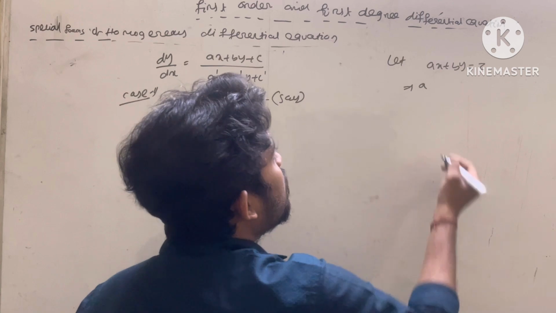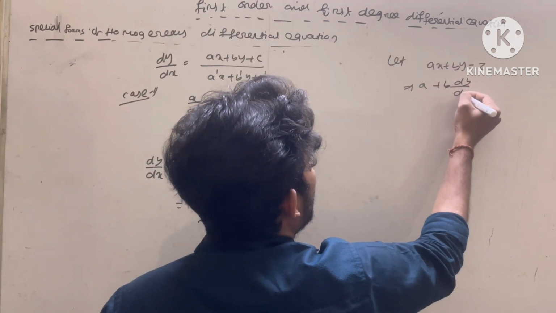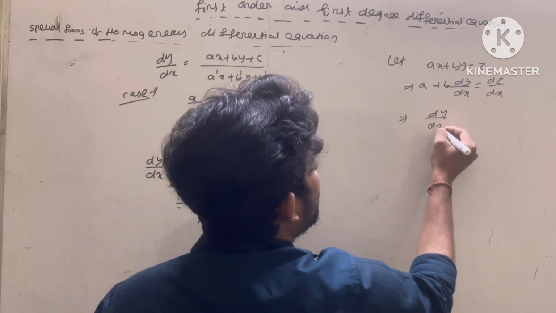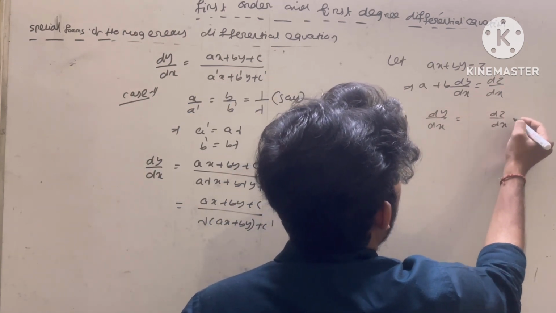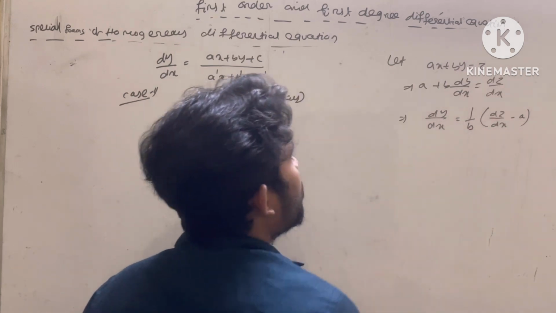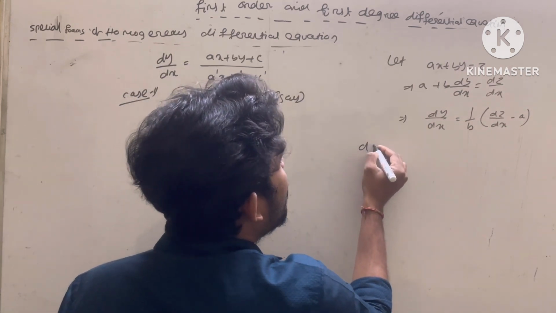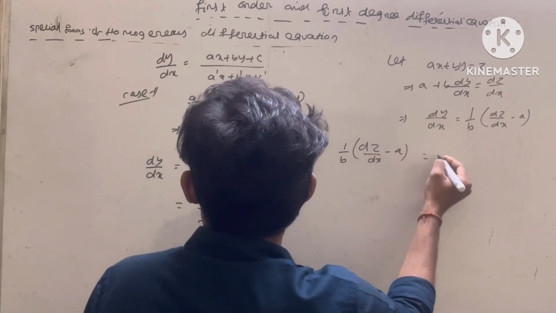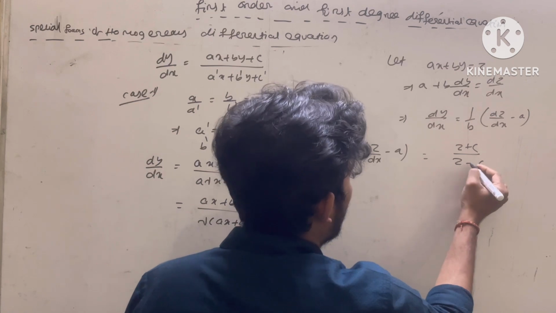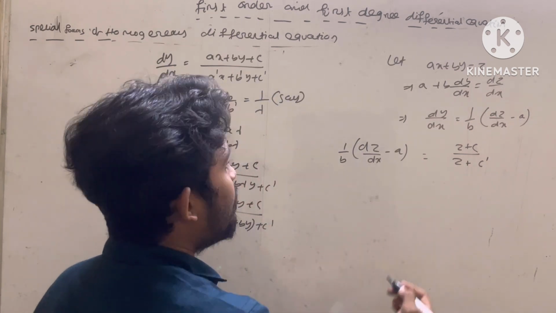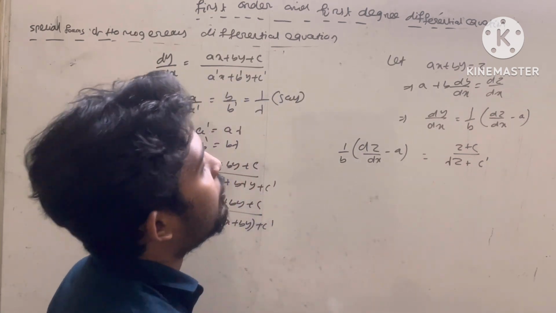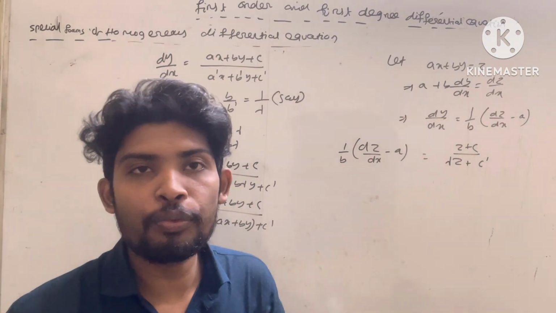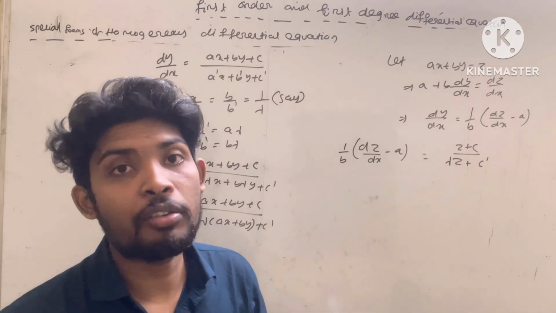Differentiating with respect to x, this is a plus b dy by dx equal to dz by dx. So what is the value of dy by dx? Dy by dx is (dz by dx minus a) divided by b. So now this equation becomes 1 by b times (dz by dx minus a) equal to (z plus c) divided by (lambda z plus c dash). This equation becomes variable separable. You have to separate the variables and you get the solution.